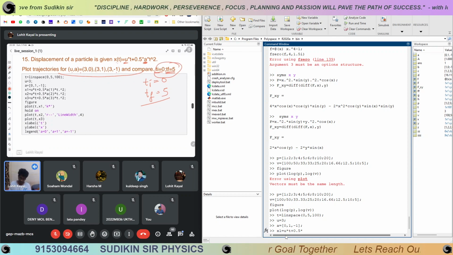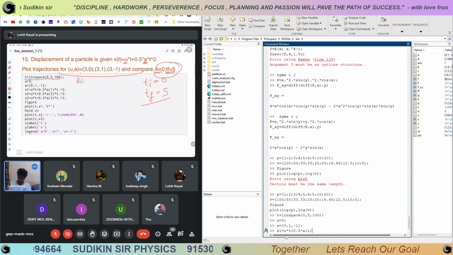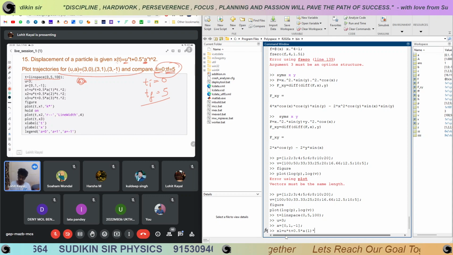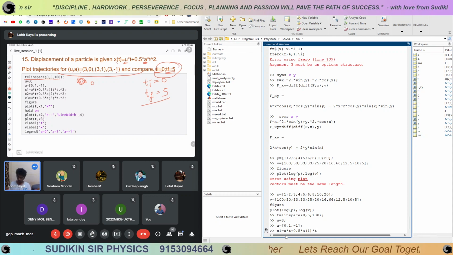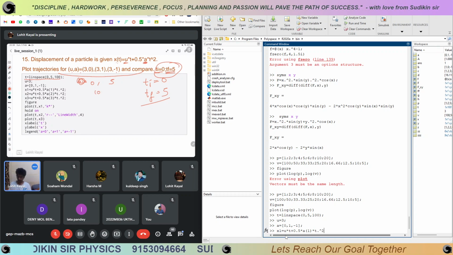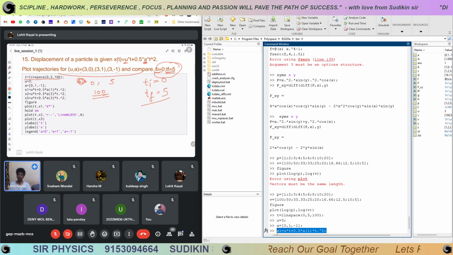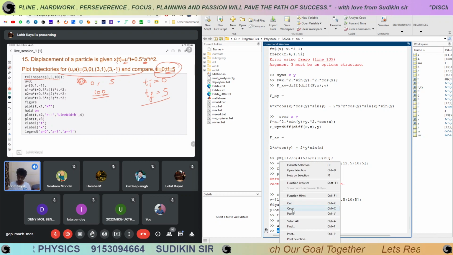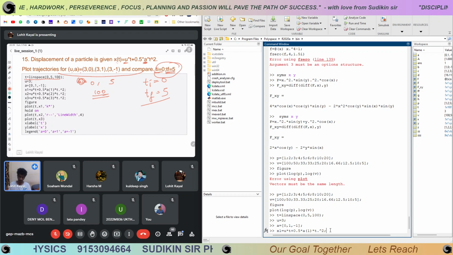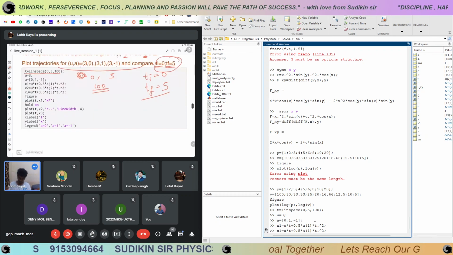Now I am introducing a new thing, linspace. This indicates that its starting point is 0, ending point is 5, and the number of intermediate points is 100. Linspace means linear space. So the intermediate steps will be 100. So this is t = linspace(0, 5, 100). This is the comment for that.